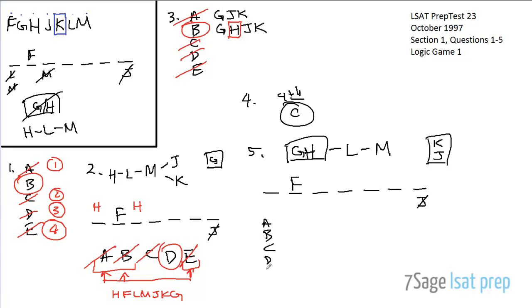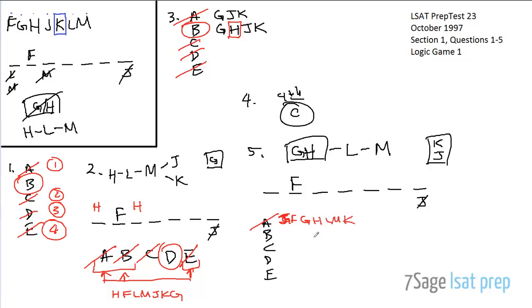Now looking at these answer choices, let's go ahead and eliminate. First, what were they asking us? They're asking us which of these could be true except, which means there must be something here that must be false. So let's look at A. J comes immediately before F. That could be true. J comes here, then G, H, L, M, and then K can come at the end. So J, then F, then G, H, L, M, and then K.